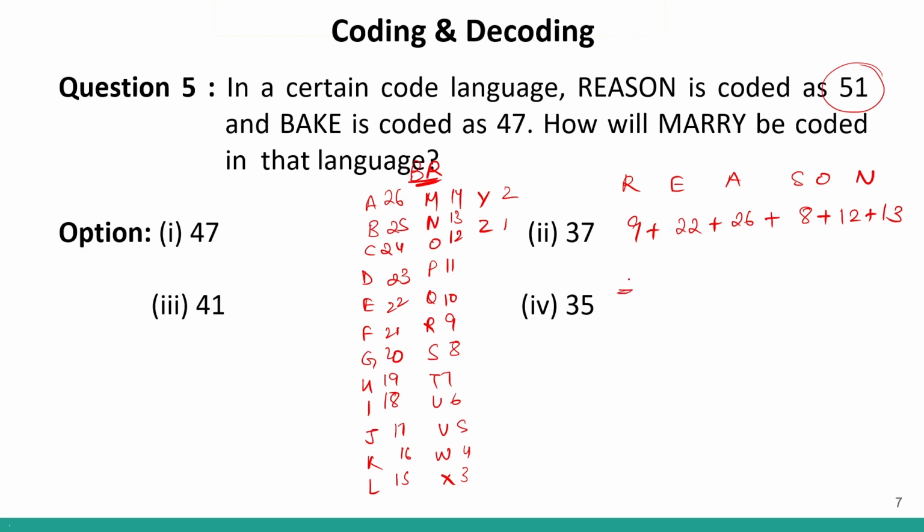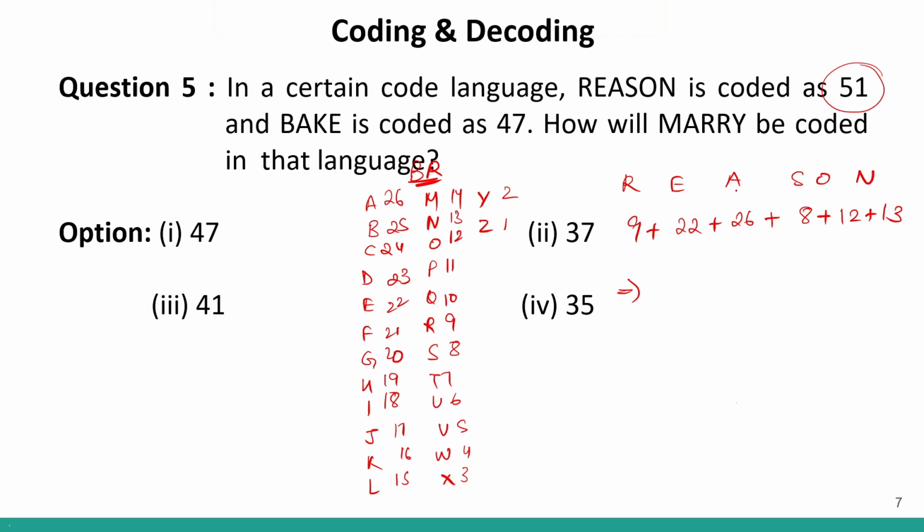So if I find the sum of the backward ranks, this will be how much? This is 12 plus 8, 20. 20 plus 22, 42. Correct? 42 plus 26. So this will be 68. 68 plus 13, 9, 10, 11. I will get how much? 81. And 81 plus 9 will give me 90. So this is a huge sum. Correct? Compared to 51, this is huge. So maybe let us try another way.